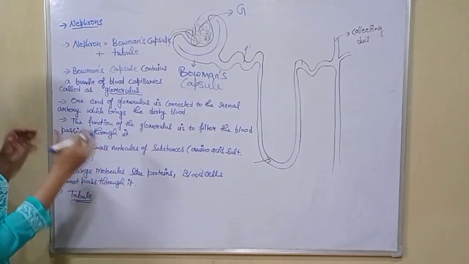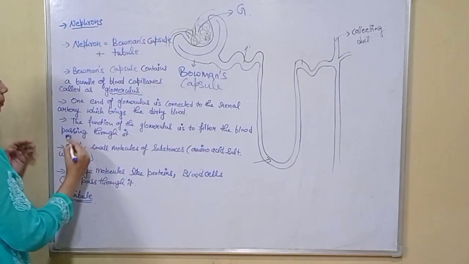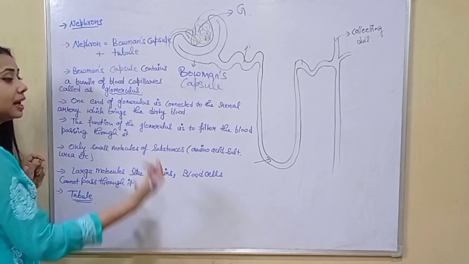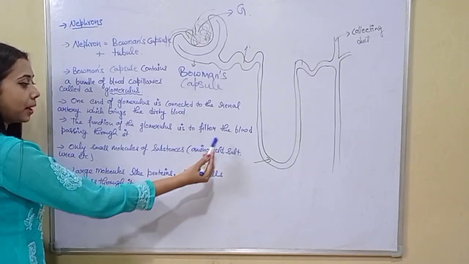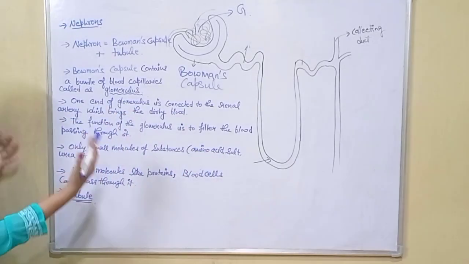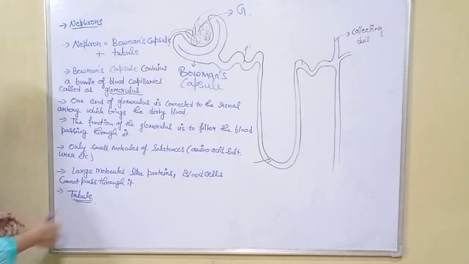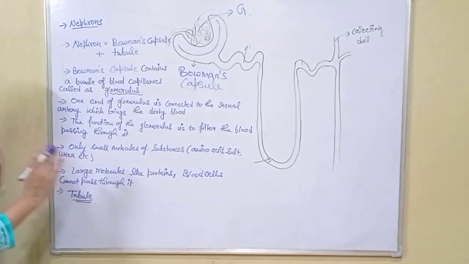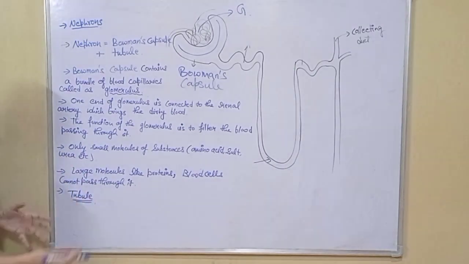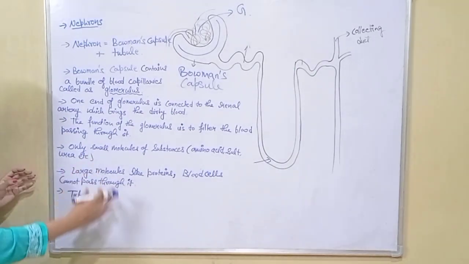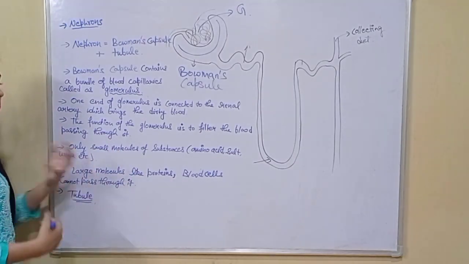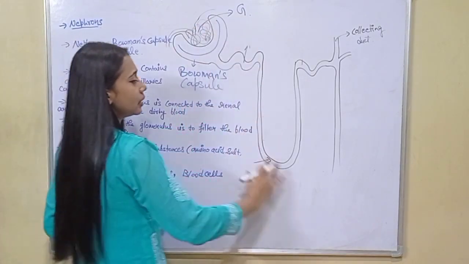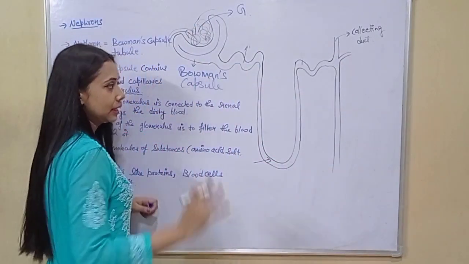Now, as we know, one end of the glomerulus is connected to the renal artery which brings the dirty blood, and the function of the glomerulus is to filter the blood passing through it. Only small molecules of substances, that is monomeric units such as amino acids, salt, urea, etc. can pass through it. And the large molecules like proteins and blood cells cannot pass through it. Then we have the tubule. As I told you, the function of the tubule is the reabsorption of substances that are important for our body.